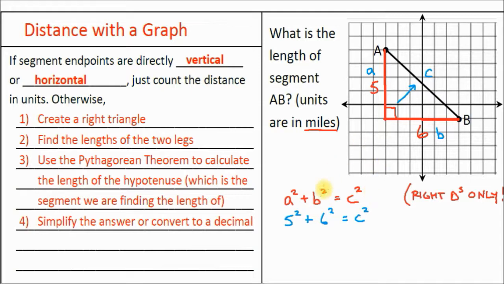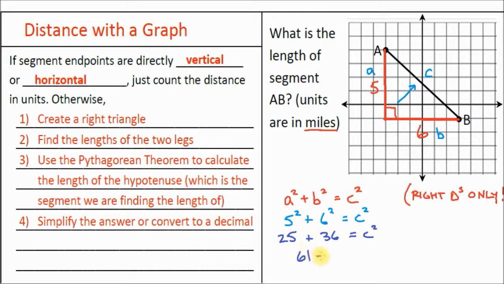Okay, next step, let's square these numbers. So 5 squared, you can use your calculator if you cannot do this in your head, but I know that 5 squared, or 5 times 5, is 25. 6 times 6, or 6 squared, is 36. And again, that's going to be our unknown hypotenuse, c squared. Next thing we'll do is add these two numbers together. 25 plus 36 is 61.